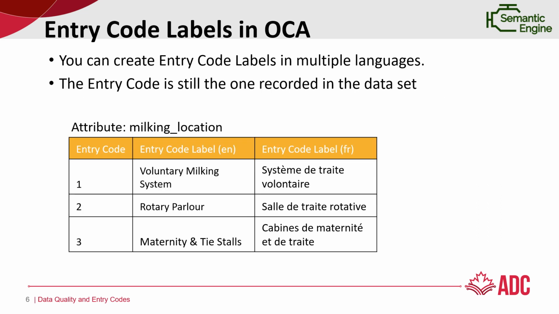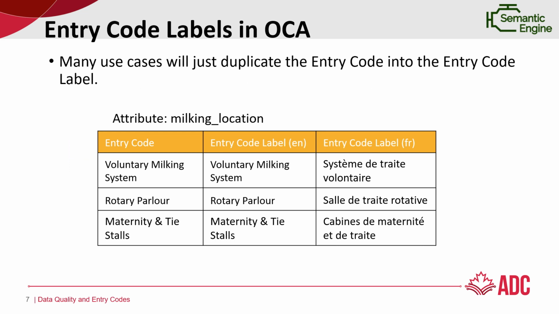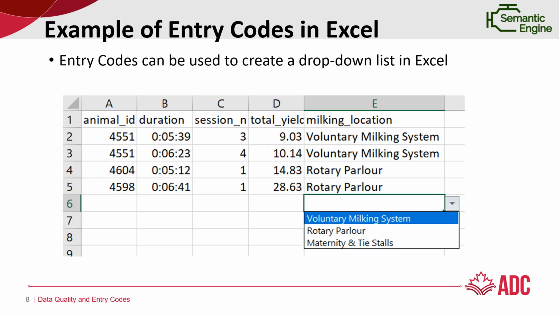So in my example with the milking systems, I've created entry code labels in multiple languages, and it's the entry code 1, 2, or 3 that is the one that will be recorded in the data set. However, in many use cases, you will just duplicate the entry code into the entry code label. That's acceptable, especially for the majority of these smaller use cases.